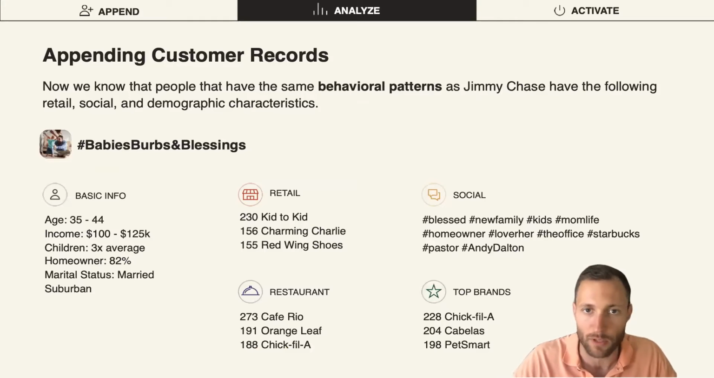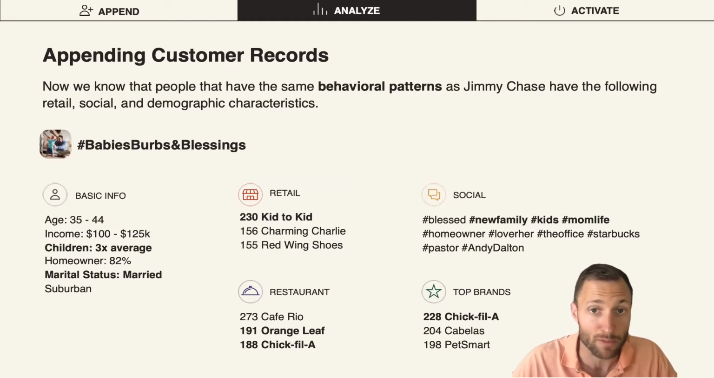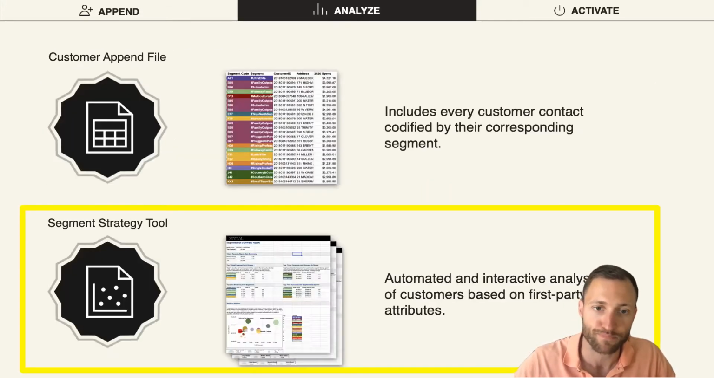So I just pulled out some interesting variables from the taxonomy, and we can see pretty quickly that they have 3 times more children than average. They can be married, they can be fairly young and higher income. But this is what's really interesting. Their behavioral attributes: they visit places like Kitty Kid, they go to Orange Leaf, Chick-fil-A, and talk about things on social media like hashtag new family, kids, and mom life. Not only are these people having more kids, they're also very driven by their kids. They talk about them, and their retail behavioral patterns show that they're doing things for their kids as well. So that probably could be an indicator of why these people might be spending more on insurance.